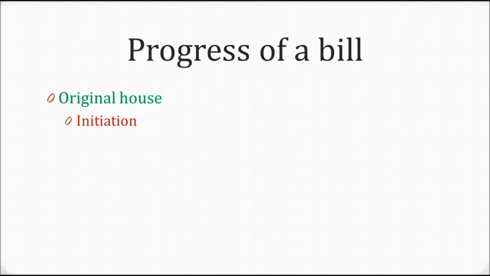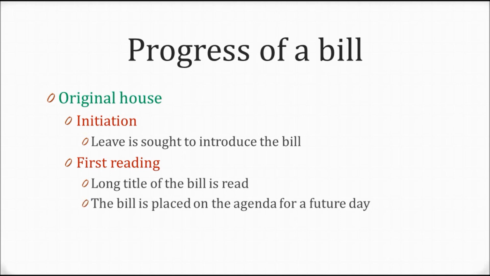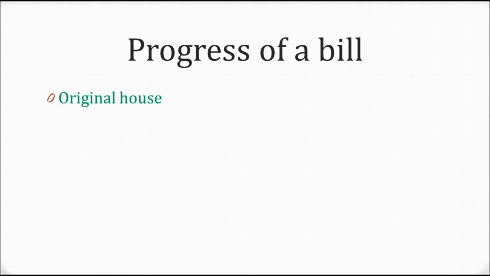The first stage is initiation. This is just where the bill is drafted up and leave is sought to introduce the bill to Parliament. We then go to the first reading stage. The long title of the bill is read in Parliament. The bill is placed on the agenda for a future day, and copies of the bill are circulated to all the members of Parliament, who can then go and read the bill in their own time.